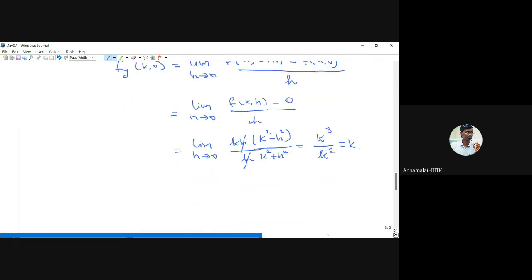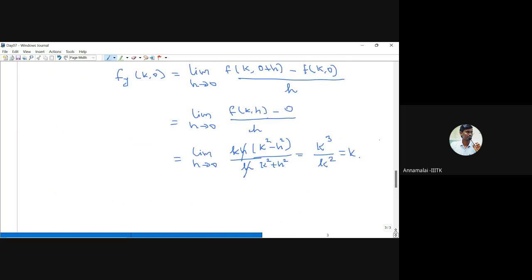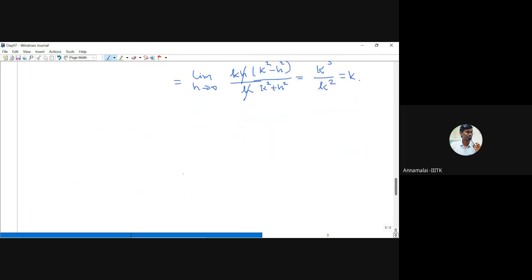Similarly, we can find the derivative at (0, k). So this is a method to find the derivative of a function with respect to any one of the independent variables at a point. Maybe I can ask one more question. Similarly, once you define the first derivative, we can ask for the second derivative and higher derivatives.